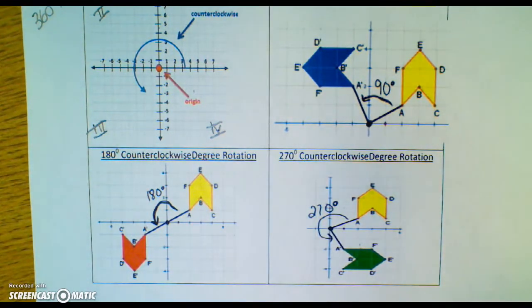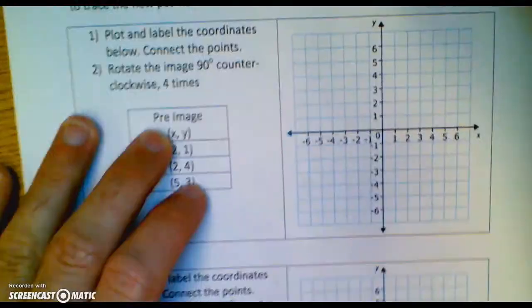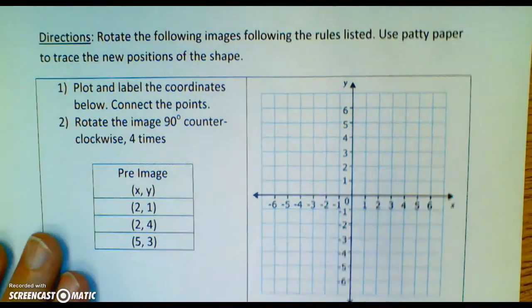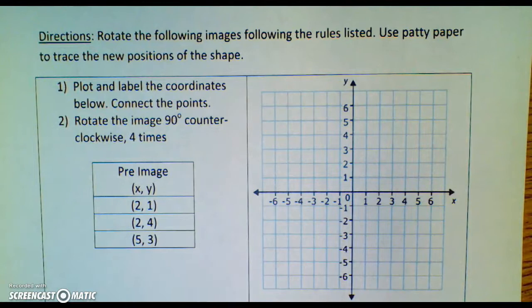So let's try an example. Let's look at number 1 on the back side. You're going to rotate the following images using the rules listed. We're going to use patty paper to trace the new positions of the shape. For rotations, really patty paper is the only method that works. So the first thing you have to do is plot and label the coordinates below.